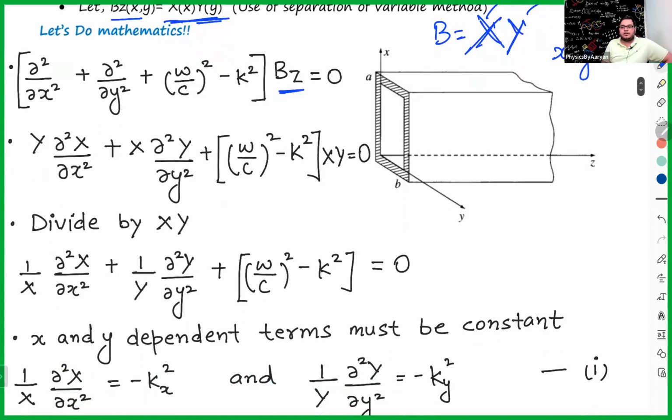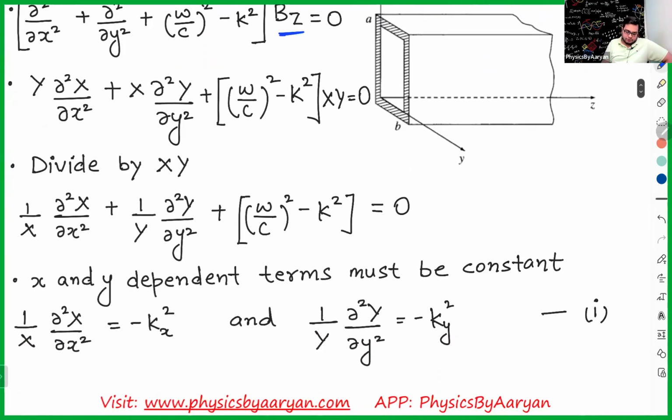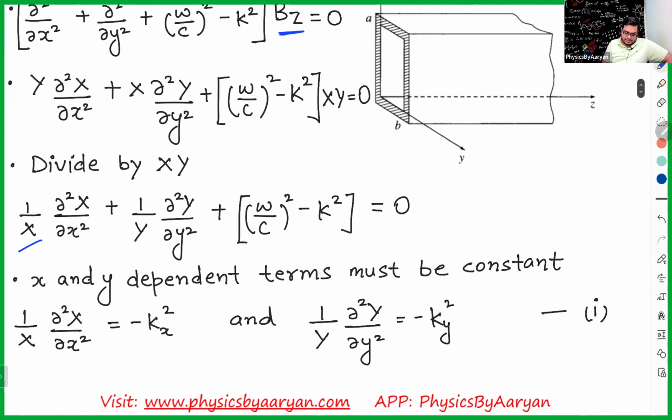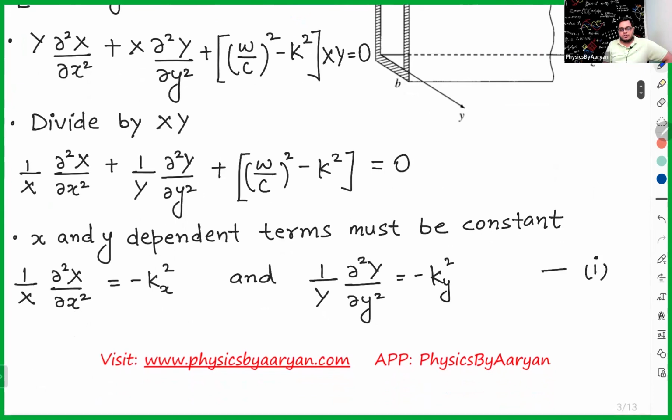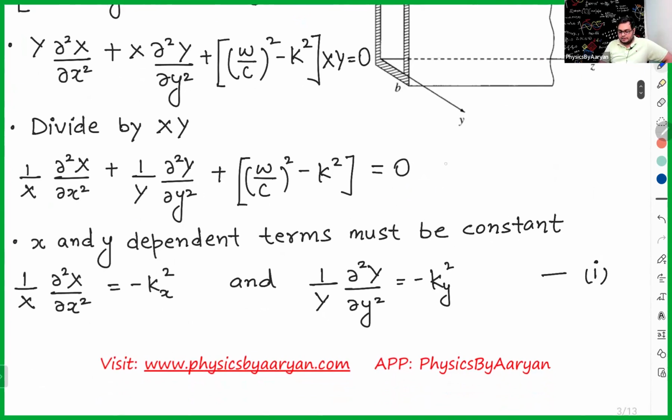Now you divide the entire equation by XY. So what do you get? If I divide it by XY, I get 1/X ∂²X/∂x². I will get 1/Y here into ∂²Y/∂y². And then in the end, the XY is gone. So I get this equation.